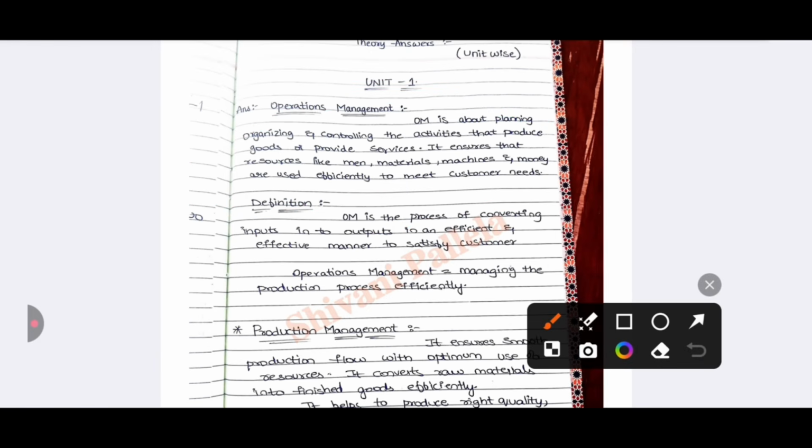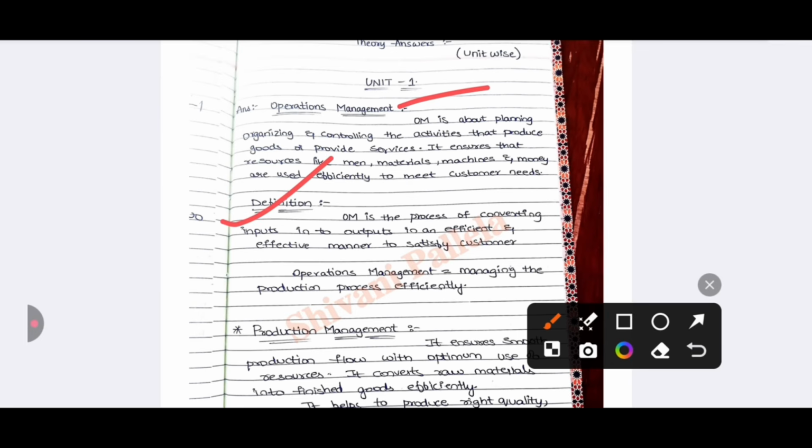Operations management is about planning, organizing and controlling the activities that produce goods and services. Whatever goods and services an organization provides, it needs better planning, organizing and controlling. It ensures that resources like men, material, machines, money, all these inputs are used as per customer needs or not; it helps to understand that.